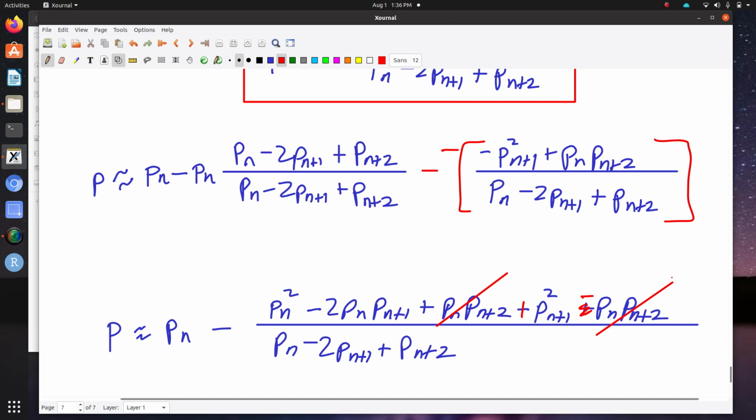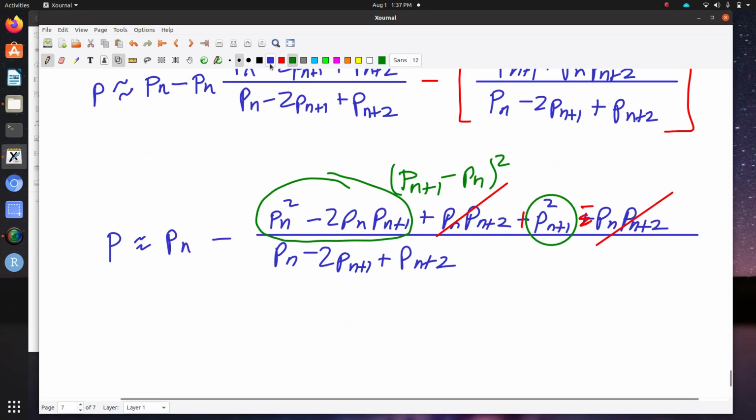Okay, now what's crazy now is this numerator is going to factor, right? So we have this piece and these guys together. These guys are going to factor, so it's going to be Pn plus 1 minus Pn, and it's going to square. Alright, so actually all this mess is going to start looking nicer.